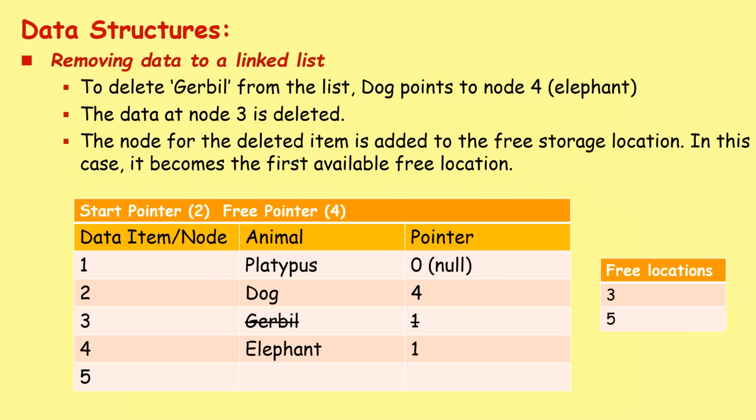So if we want to delete gerbil from the list, dog points to node 4, which is elephant. The data at node 3 can be deleted. The node for the deleted item is added to the free storage location. In this case, it becomes the first available free location.